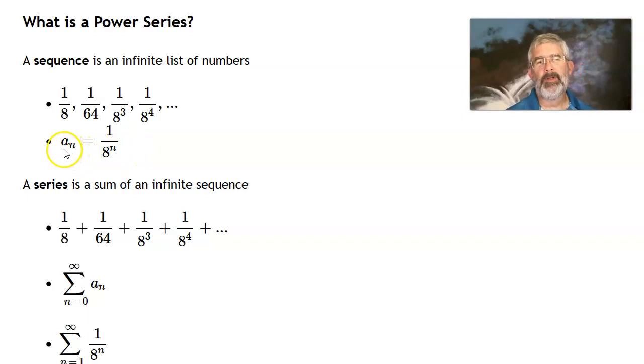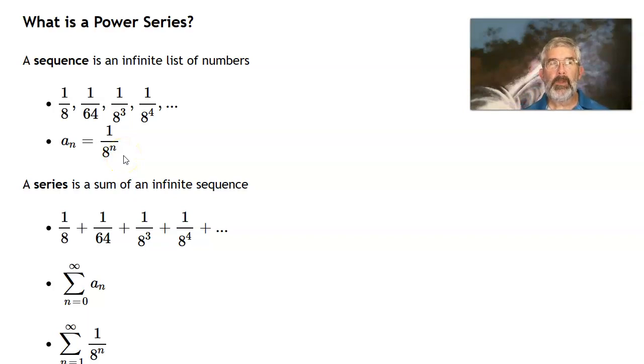Sometimes I would abbreviate this as the sequence a sub n, where a sub n is equal to 1/8 to the n. So I could tell you what the 100th term in that sequence is by plugging in n equals 100 and seeing what it is.